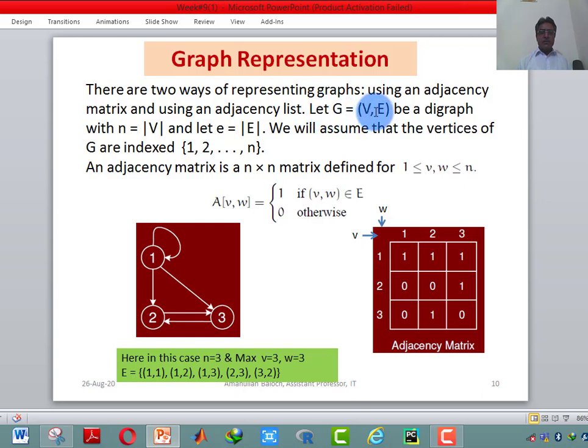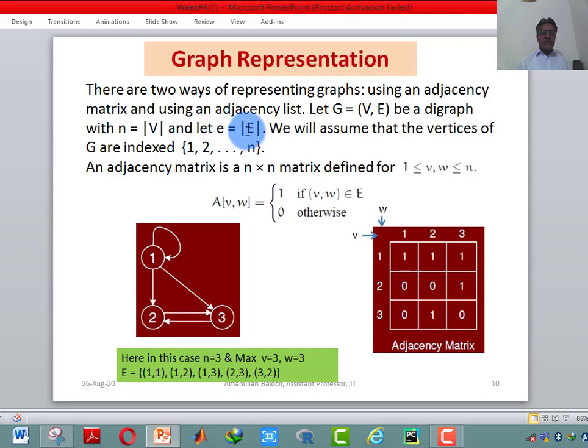Let G equal (V, E). This is a graph which consists of the set of vertices and the set of edges. So G is equal to V comma E, a digraph with N equal to the cardinality of V. What is the cardinality? The number of vertices. How many vertices are there? 1, 2 and 3 vertices. N will be equal to 3.